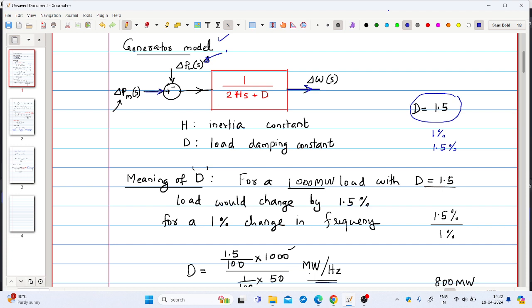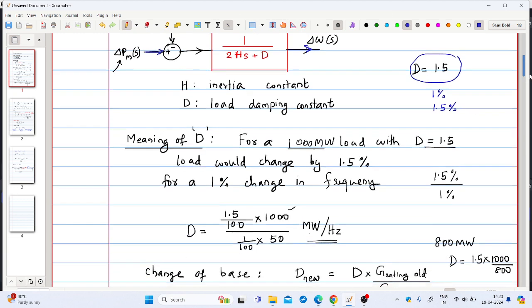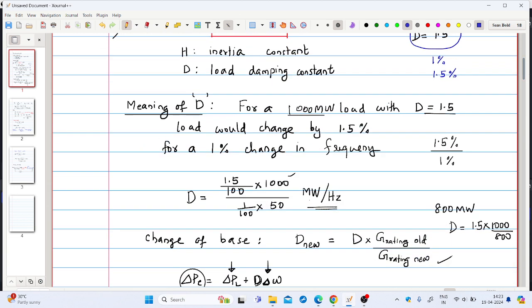They are frequency dependent. So for a 1000 megawatt load with D equal to 1.5, there will be a change in load by 1.5% for a 1% change in frequency. That calculation is shown here. There is a 1.5% change in load. Total load is 1000 megawatt. So 1.5% of 1000 divided by 1 for a 1% change in frequency. Nominal frequency is assumed to be 50 Hz. So this is the value of D in megawatt per hertz.